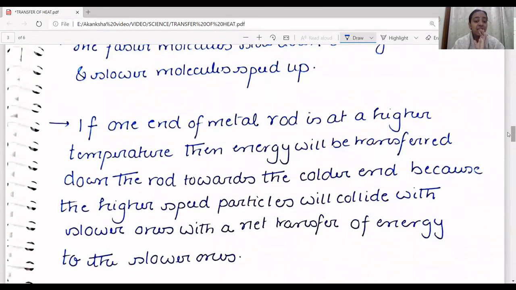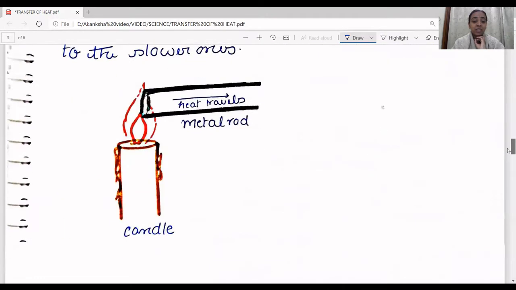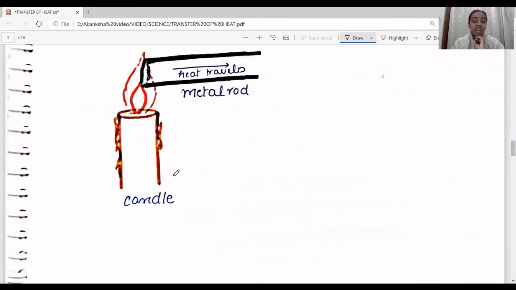I have taken up an example here. Let me show you by a diagram. Now, here you can see there's a candle, and we are heating the metal rod. This metal rod originally did not have any heat, but when it comes into contact with a flame, it gets heated, and the heat slowly and gradually travels till the end.